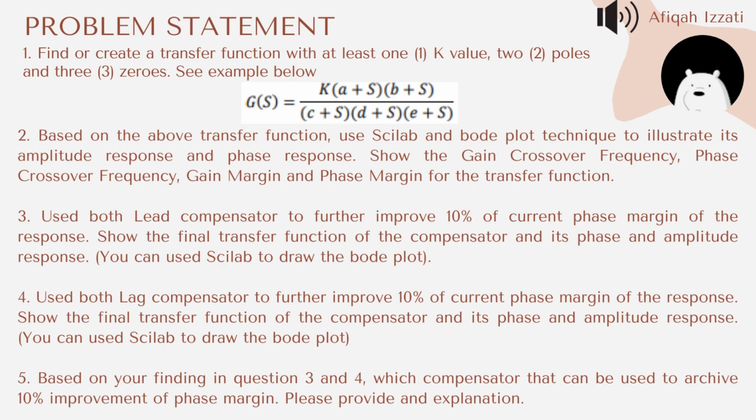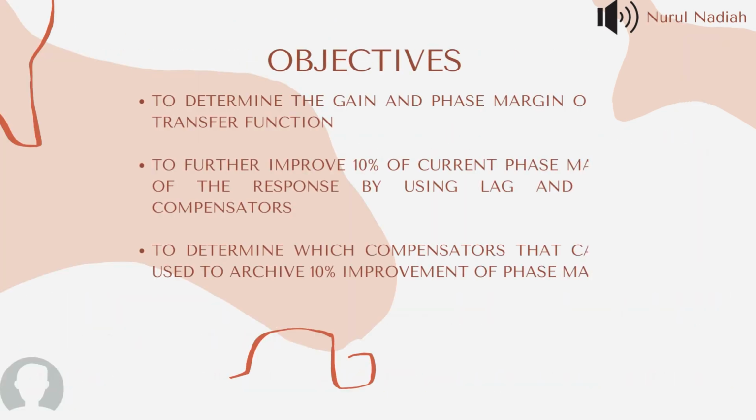for the transfer function. Next, we have to use lead and lag compensators to further improve the current phase margin of the response by 10%. We also have to show the final transfer function of the compensator and its phase and amplitude response. And lastly, based on the lag and lead compensators, we have to choose which compensator can be used to achieve the 10% improvement. My name is Nadiah.